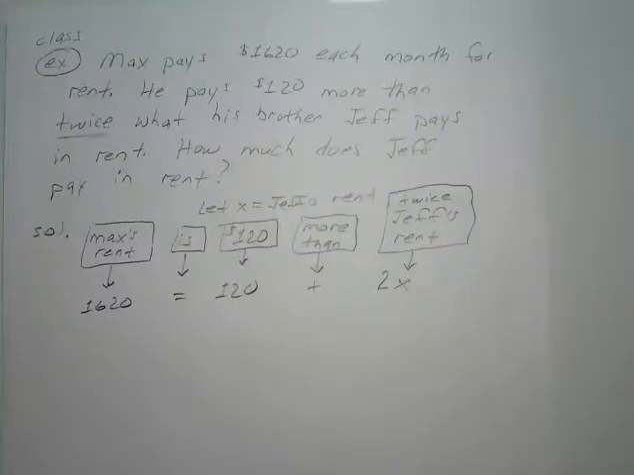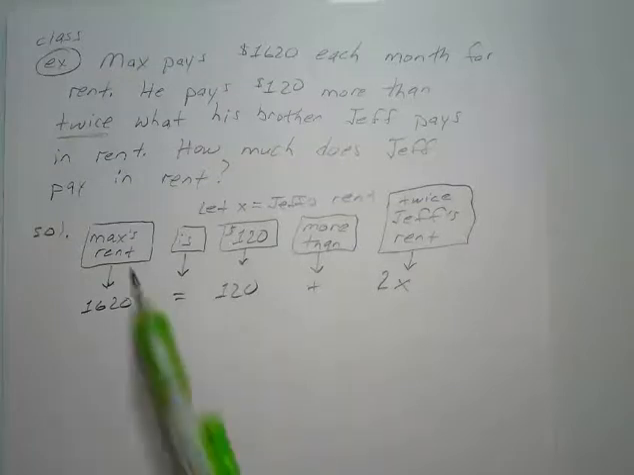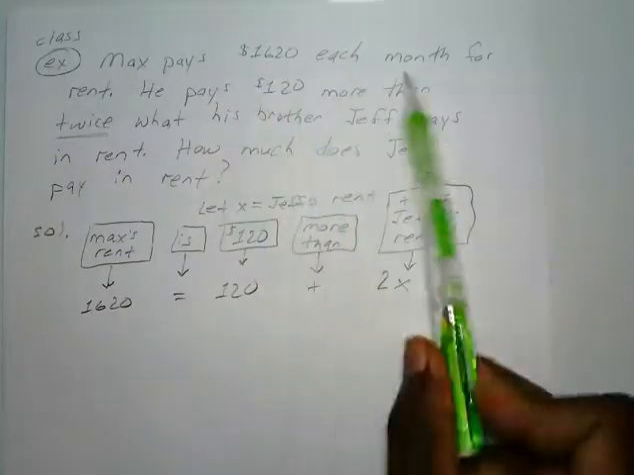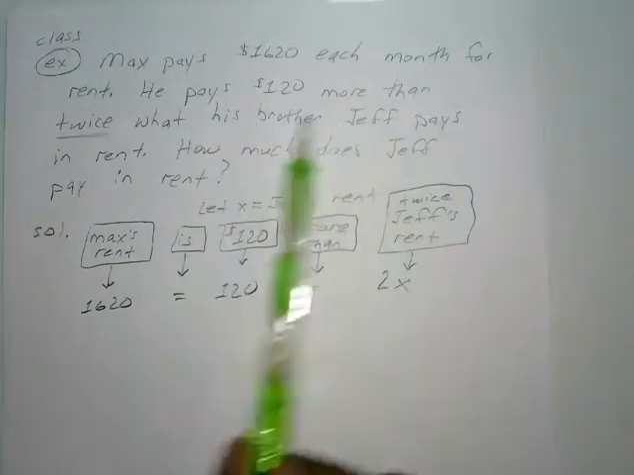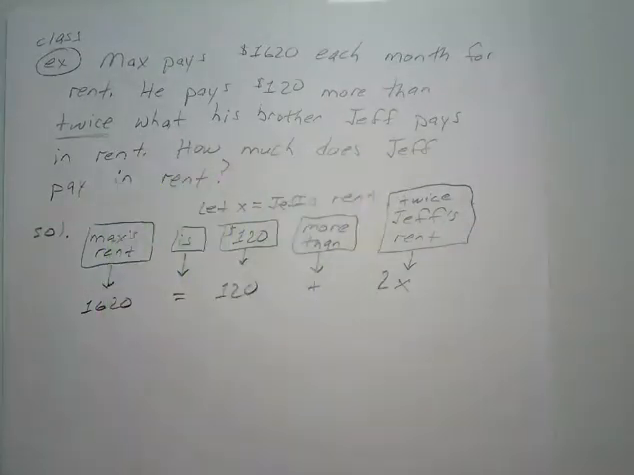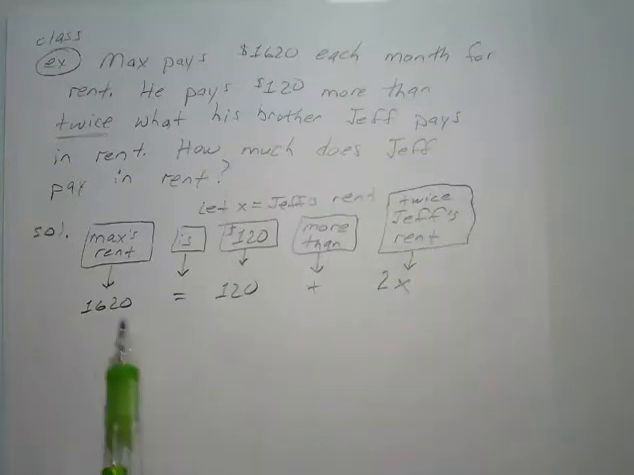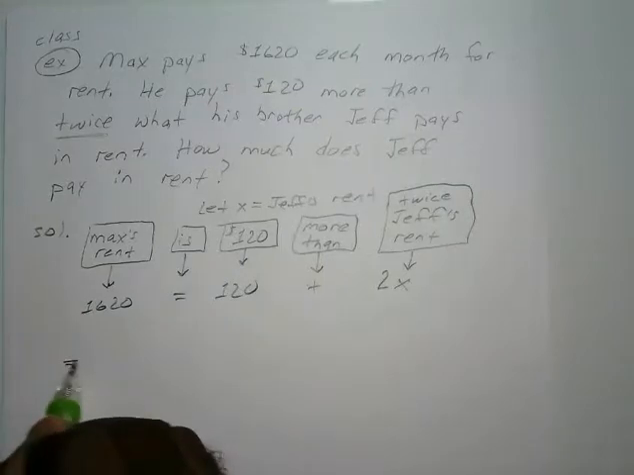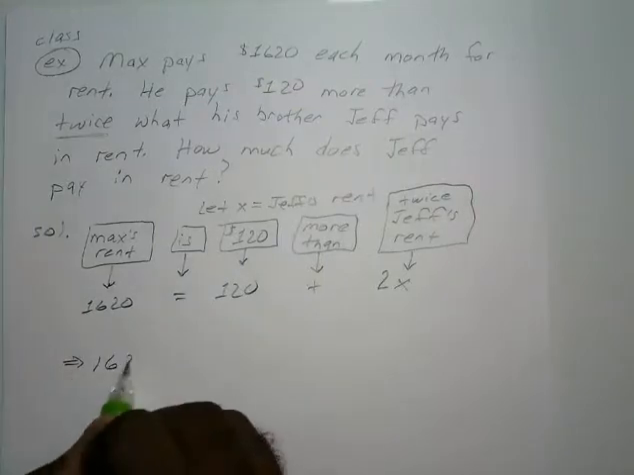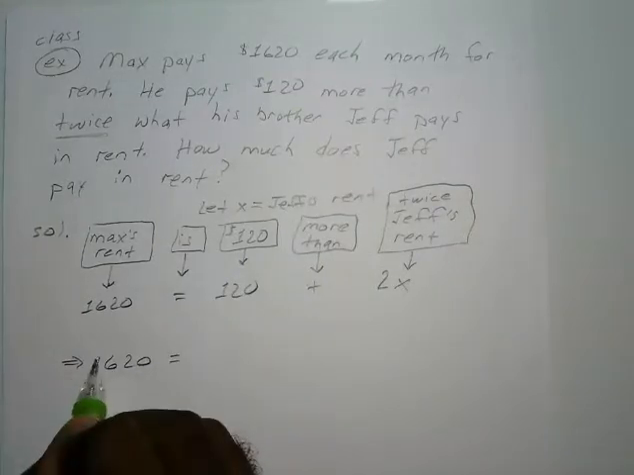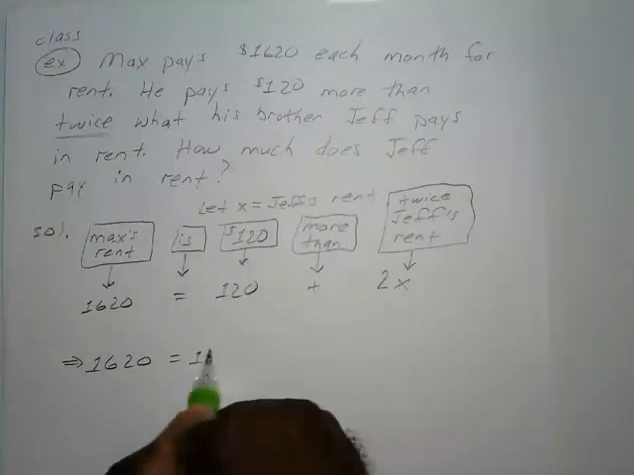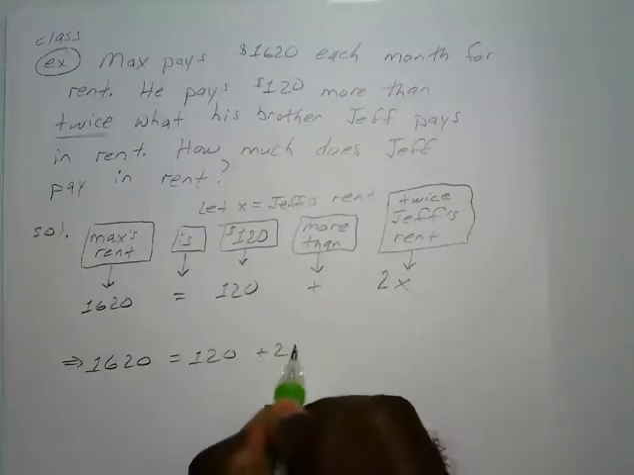Okay, so let's go over everything and make sure we didn't miss anything. Max pays $120 more than twice what Jeff pays in rent. So Max's rent is $120 more than twice Jeff's rent. We have everything that we need. So our equation is 1,620 equals 120 plus 2x.